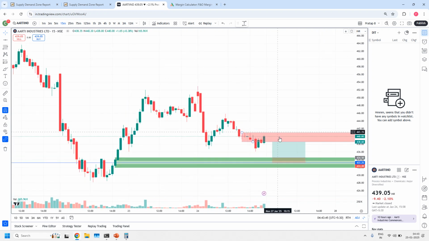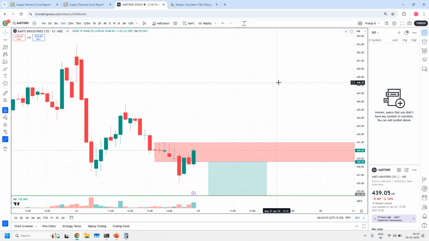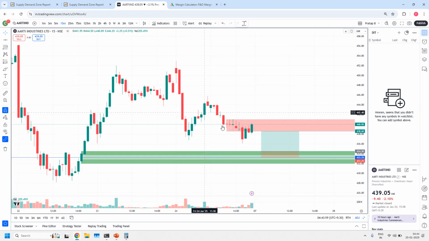So almost exactly the same here. 433, stop buffer, it should be 25. Okay, see, 433.25, and this is the entry, and this has not changed. And are we achieving 1:3 RR? Yes. We have 1:3.38 RR till your target.